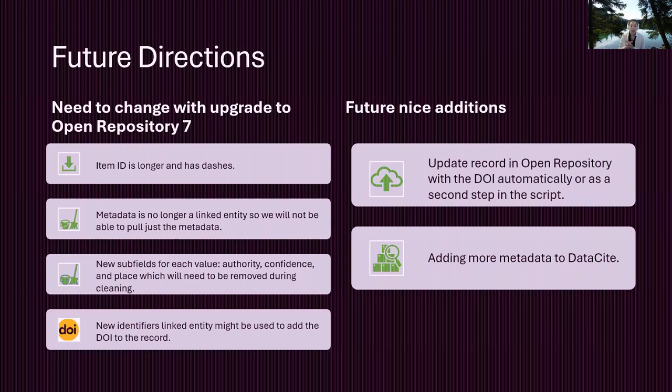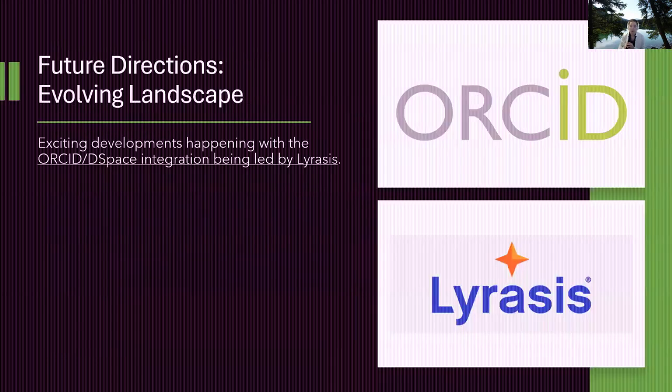And once the repository is upgraded, we will attempt to complete the DOI minting process by writing a step into our script to add that DOI to the Open Repository record. And in the future, we'd like to add more metadata to DataCite. And we've heard that minting DOIs on a collection basis may be available soon in DSpace, which will also resolve the need for minting individual DOIs for some of our collection.